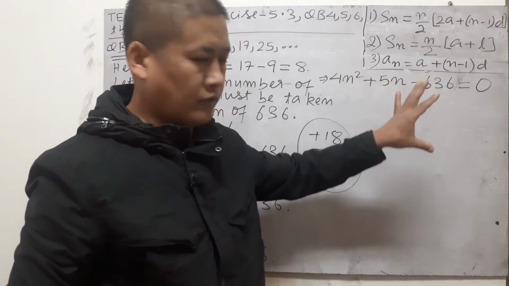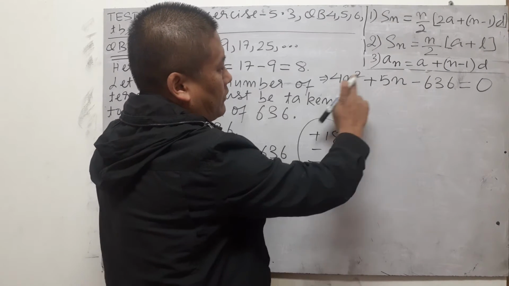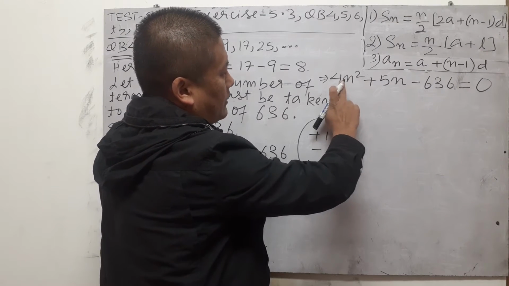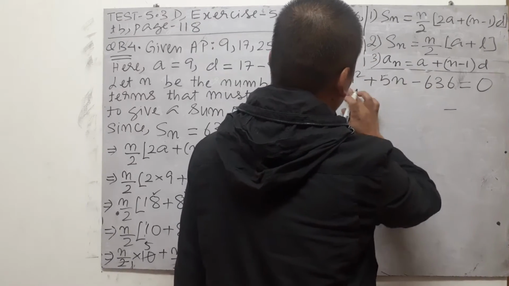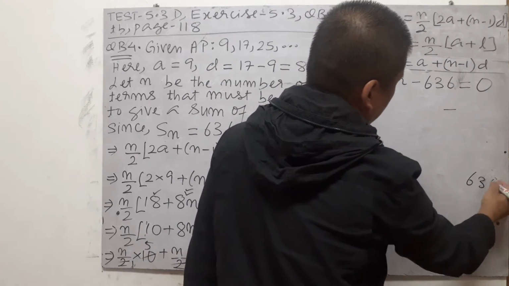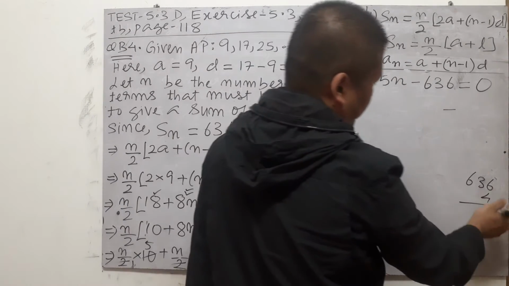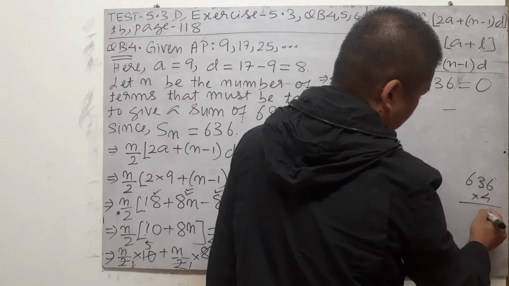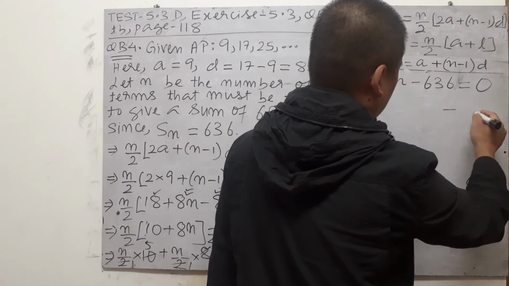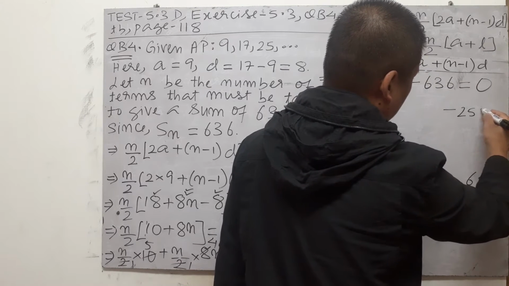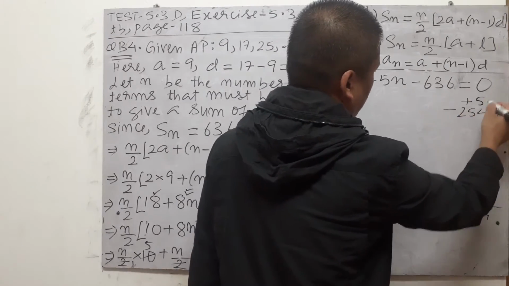So we can solve by the common method, that is factorization, by splitting the middle term. For that, let us multiply the first and the third term. Plus and minus is minus. So 636 multiplied by 4, ignoring the n squared for the time being. 4 6s are 24, 4 3s are 12, 13, 14, 1 carried, 4 6s are 24 plus 1, 25. So this gives 2544 when we multiply the first and the third term. And the middle term, we'll write at the top, plus 5.